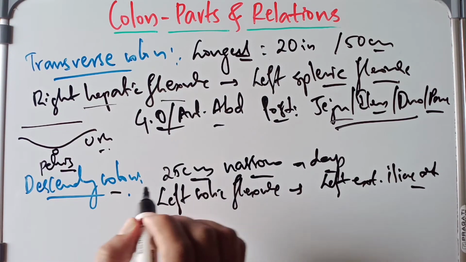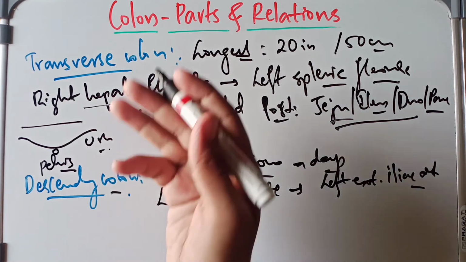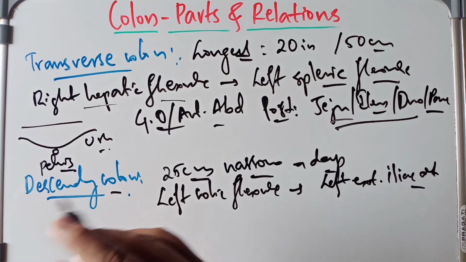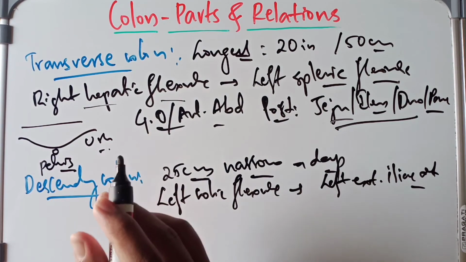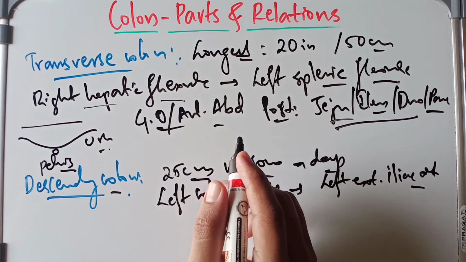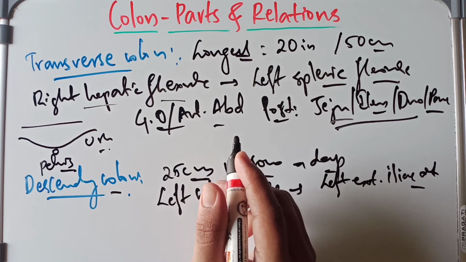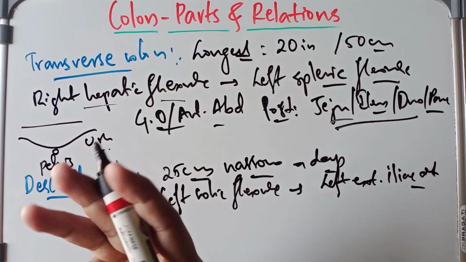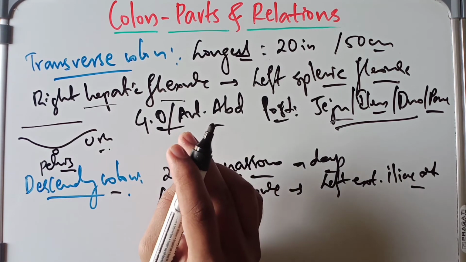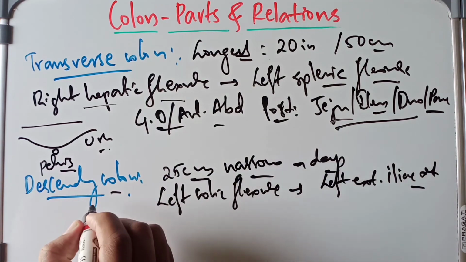So what are the relations of the descending colon? Its proximal part descends vertically from the left colic flexure to the left iliac fossa, and during this course it passes in front of 3 muscles and 3 nerves. The muscles are the same as for the ascending colon, which are the quadratus lumborum, transversus abdominis and iliacus. And the nerves are the iliohypogastric, ilioinguinal, and also the lateral cutaneous nerve of the thigh. So these are the relations of the descending colon.